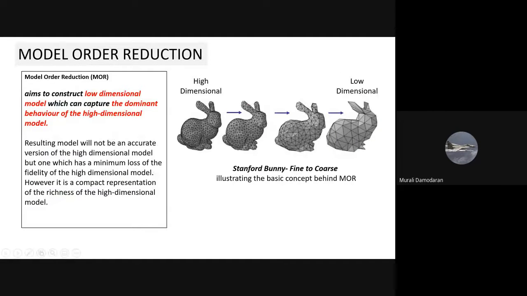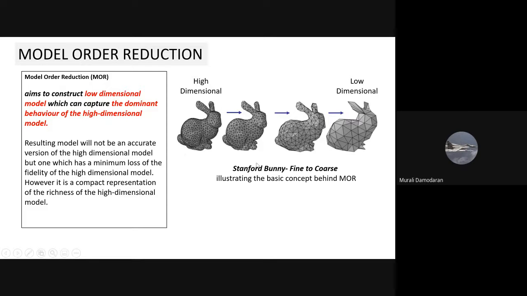So in view of this, as engineers, you want to have a certain degree of high fidelity in your predictions, instead of using low order flow models and getting away with it, which is okay. So we talk about model order reduction. The question is, can we construct a low dimensional model which can capture the dominant behavior of the high dimensional model?